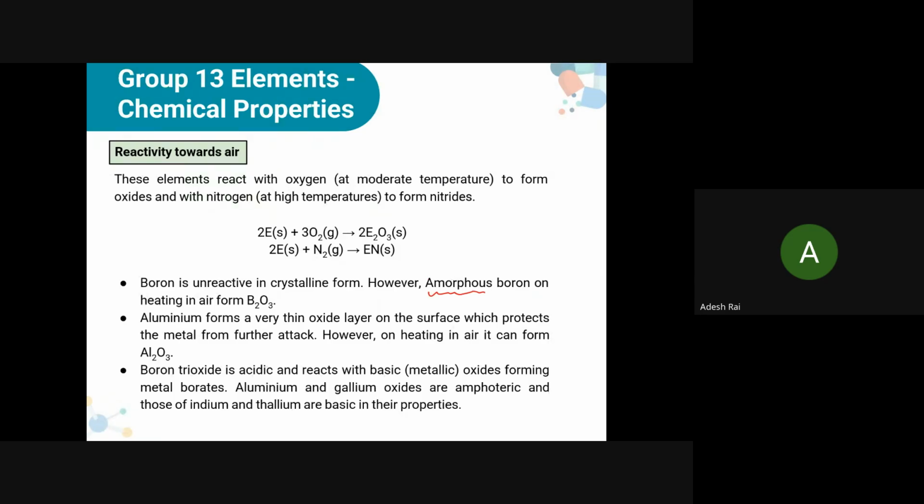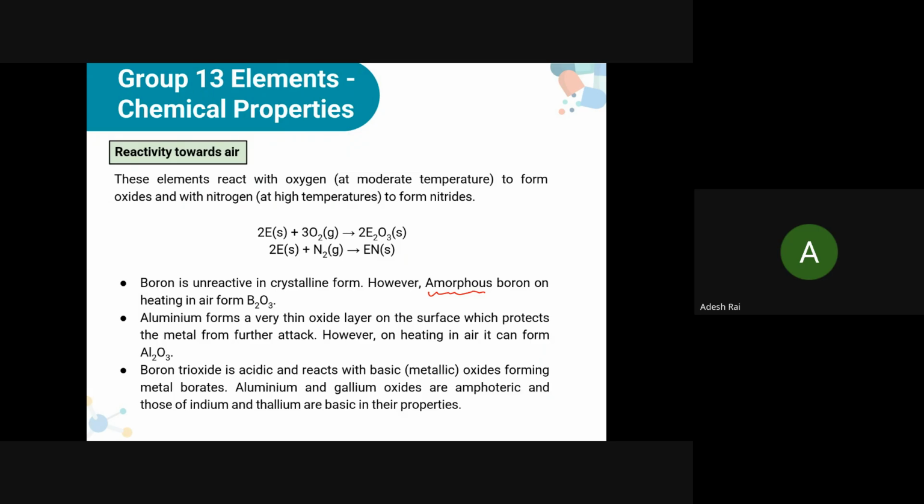We have discussed also that boron exists in two allotropic forms, crystalline and amorphous. Crystalline form is less reactive and amorphous form is more reactive. So when we are talking about reactivity with air, which boron will undergo reaction? Crystalline boron or amorphous boron? The answer is amorphous boron. Understood?